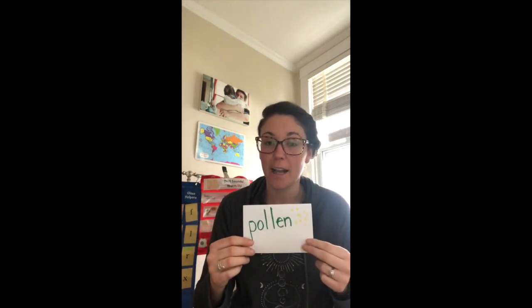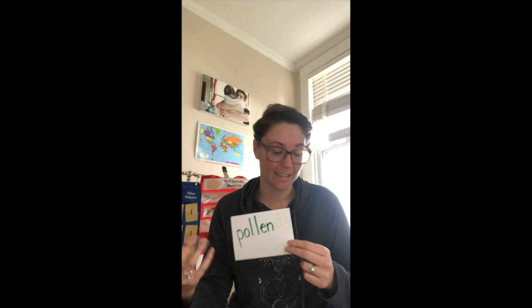There are two words that are kind of tricky in our book that we need to learn first. The first word is pollen. Pollen is tiny dust that plants make, and it's yellow or goldish in color. This dust travels from plant to plant, and if it's the same kind of plant, it helps to create seeds.